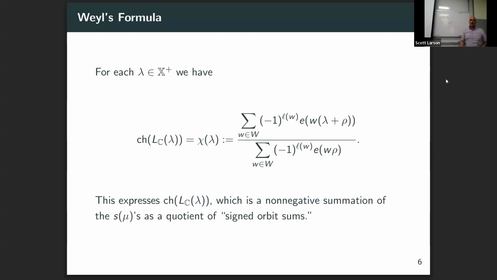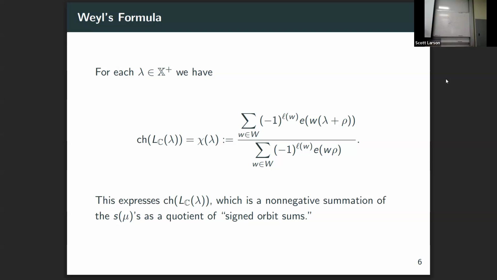So let's stare again at Weyl's formula and think about what makes this nice. If I have a dominant weight, then what we're going to look at is the character of the simple module for the complex reductive group of highest weight lambda. That character is going to be given by this, what we'll denote as chi of lambda. And the one expression that you might see for Weyl's formula is this thing right here.